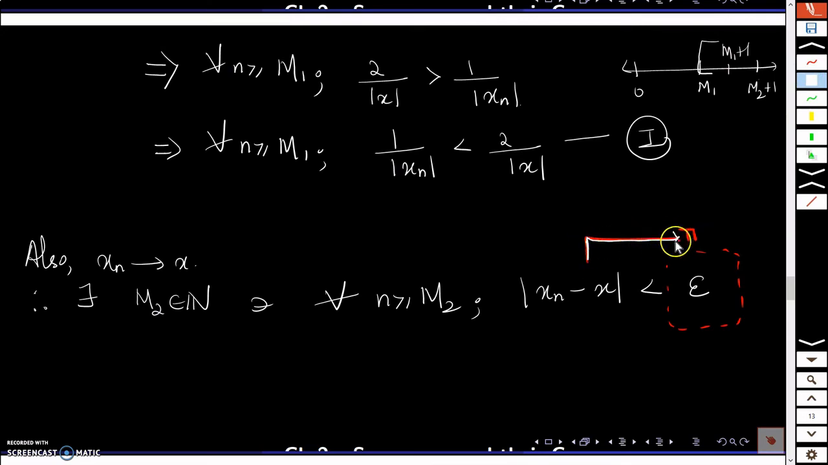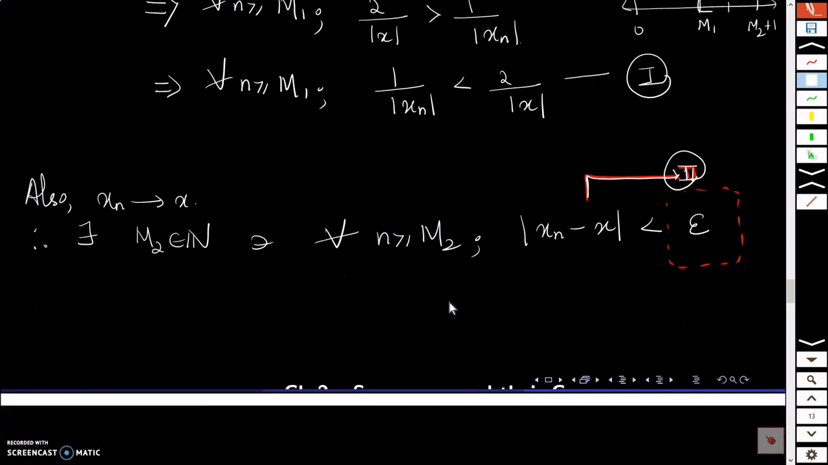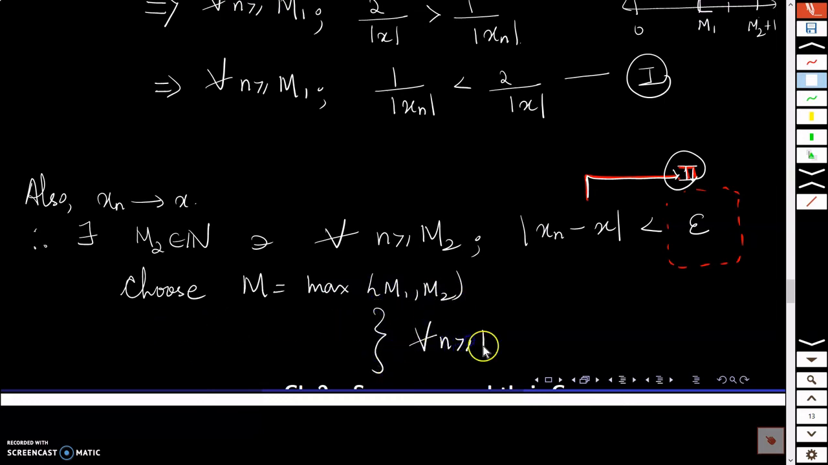So that's my expression number 2. Expression number 1 works after the natural number m1, and the second one works after the natural number m2, and I want both of them to work simultaneously. So what do we do as usual? You choose capital M to be the maximum of m1 and m2. Okay, and for all n bigger than or equal to this maximum, now both these conditions will work.